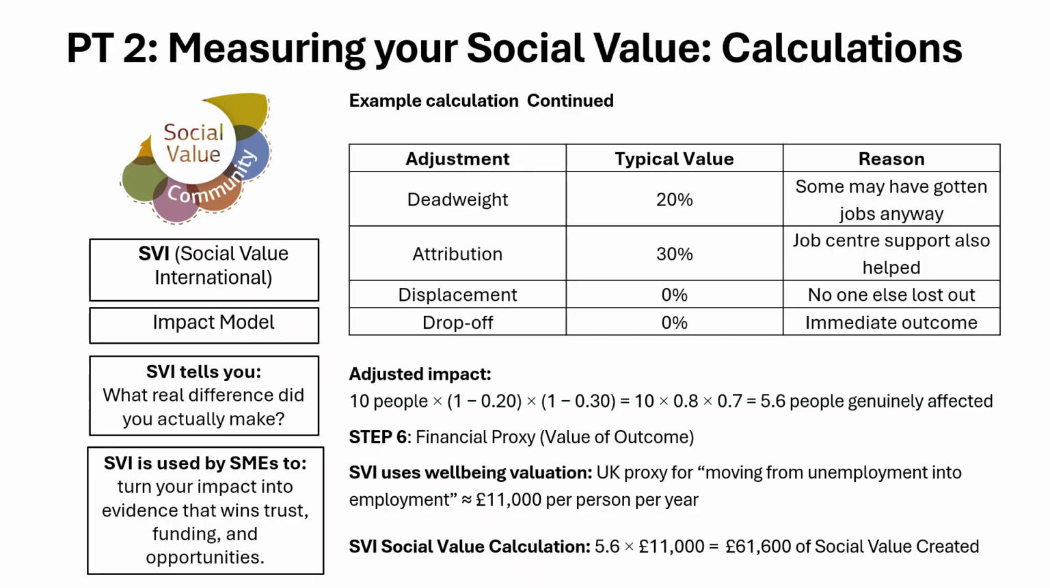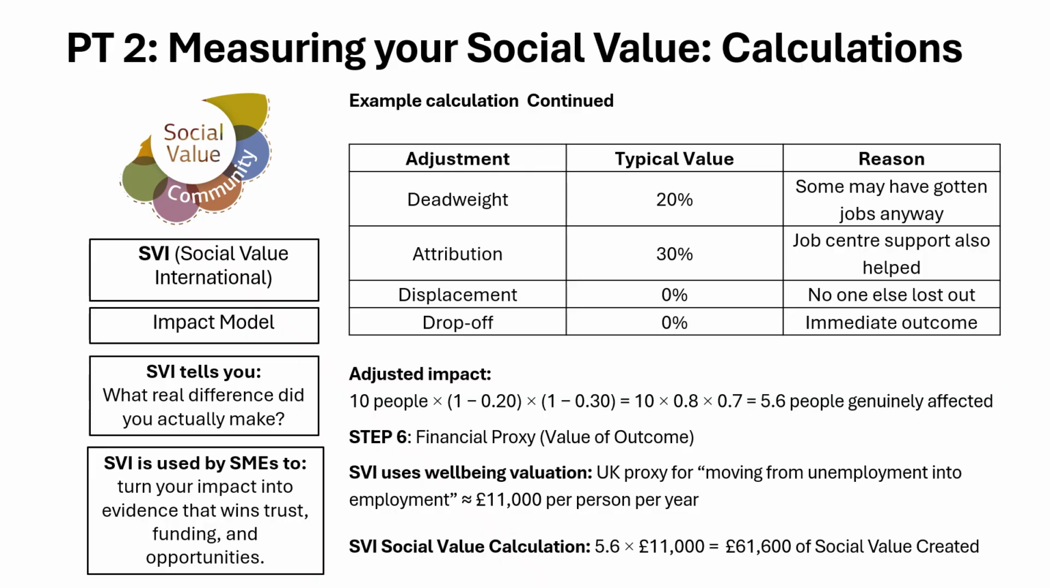So what we then do is look at the value of the outcome. So step 6 is looking at the financial value of the outcome. So we're using a well-being valuation UK proxy for moving from unemployed into employment. So this is where, again, you do need to do some research in terms of what is the industry standard for that transition for that individual. So do a bit of research to understand what is that economic value of transitioning someone from unemployment to employment.